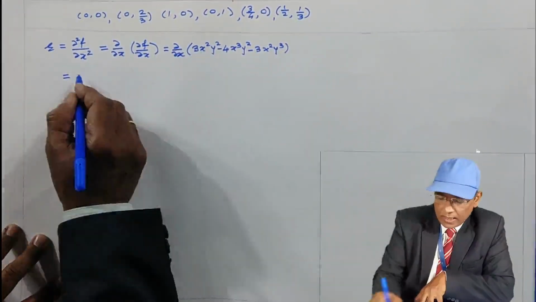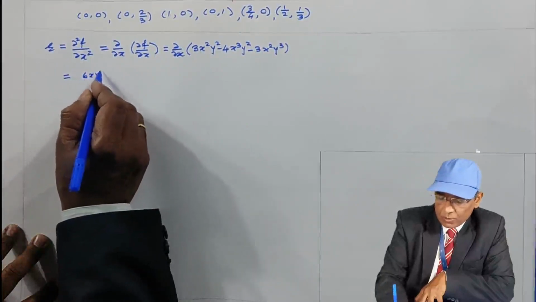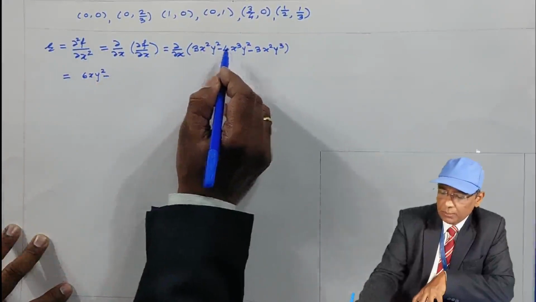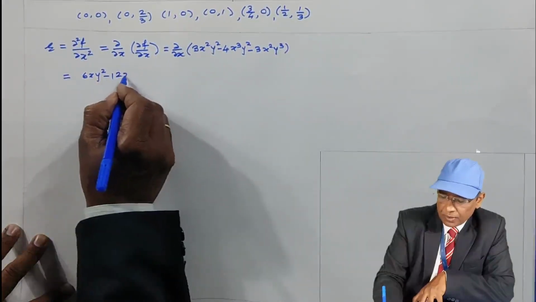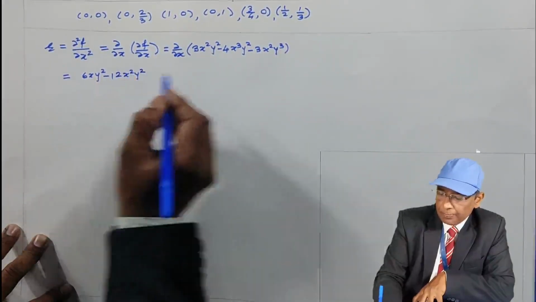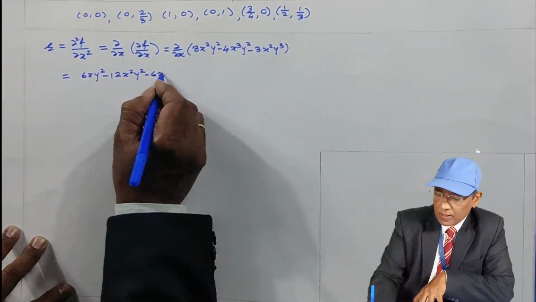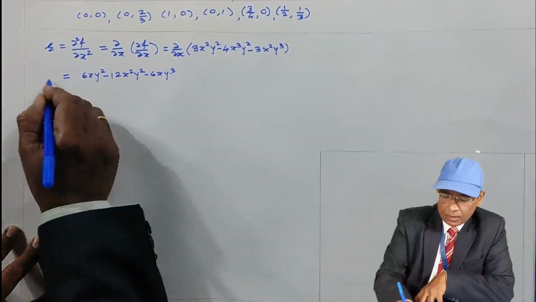6x, y square is a multiplicative constant. Derivative of x cube is 3x square, 3 multiplied by this is 12 x square y square. And derivative of x square is 2x, minus 6x y cube. This is r.